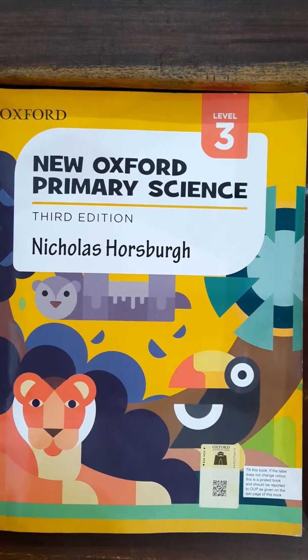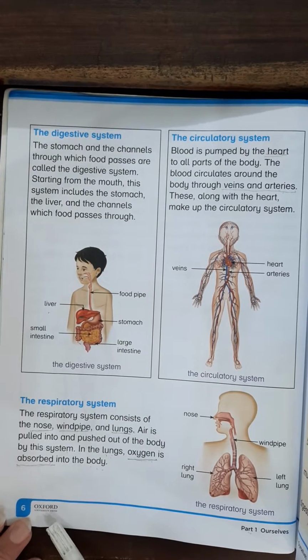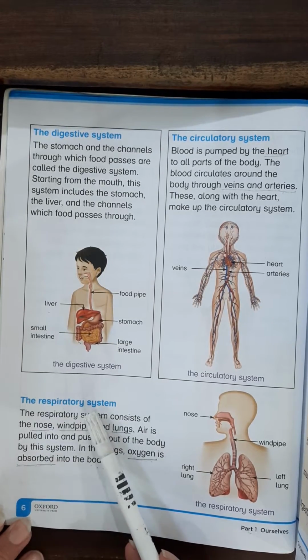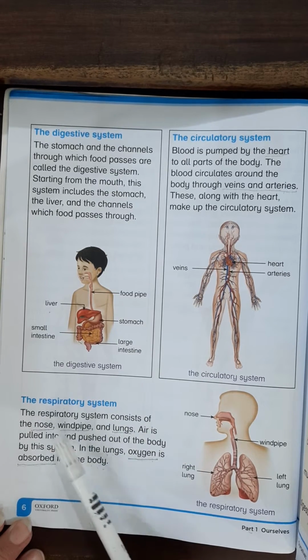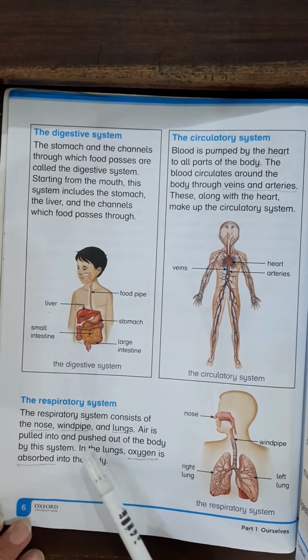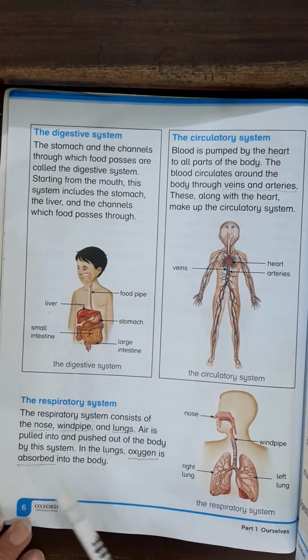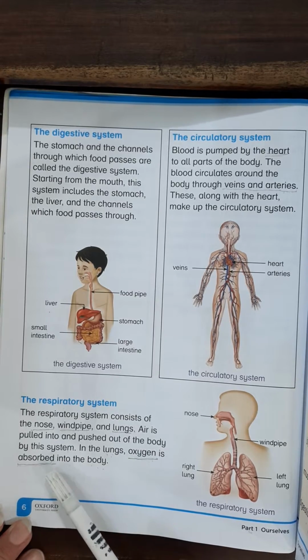Now I'll tell you how to apply this procedure stepwise. Open your books on page 6. The topic is the respiratory system. The respiratory system consists of the nose, windpipe, and lungs. Air is pulled into and pushed out of the body by this system. In the lungs, oxygen is absorbed into the body.